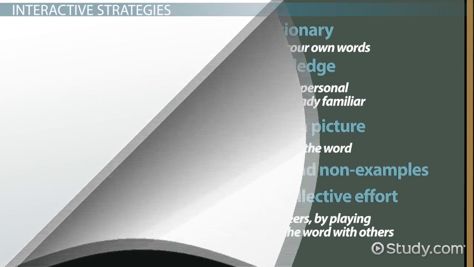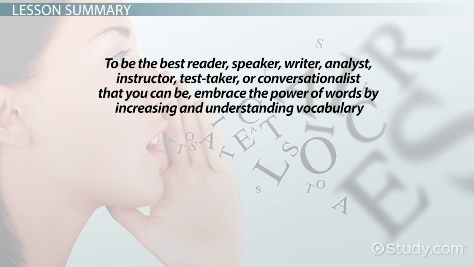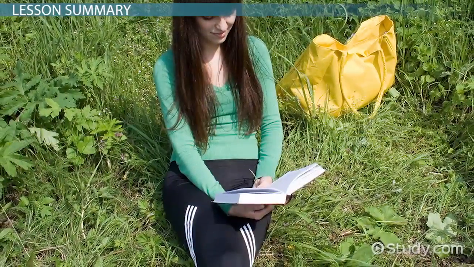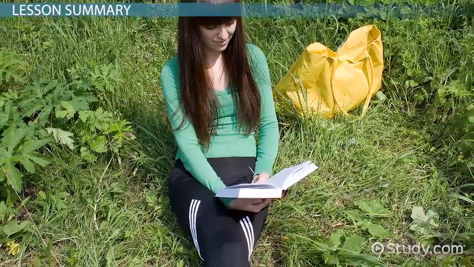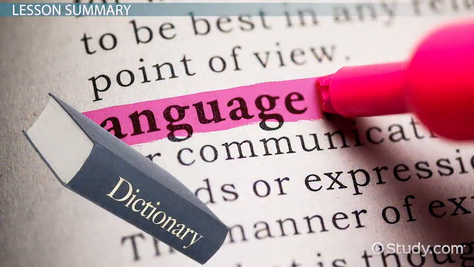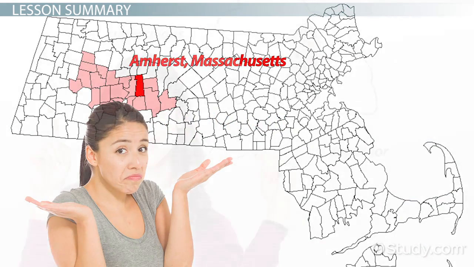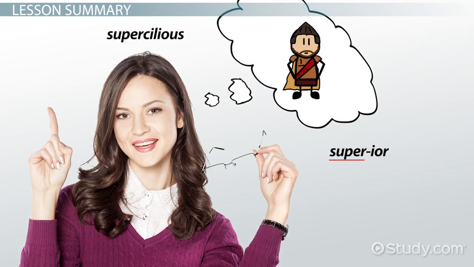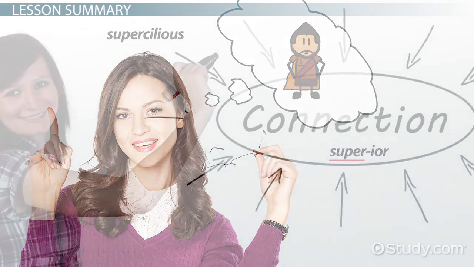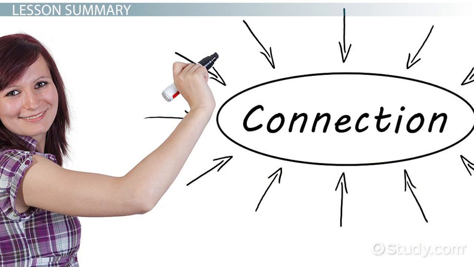To be the best reader, speaker, writer, analyst, instructor, test taker, or conversationalist that you can be, embrace the power of words by increasing and understanding vocabulary. You can do this by making your own relevant connections to a word, which will give that word an appropriate context. Whether it is by rephrasing a definition in your own words, representing it through pictures and examples, relating it to something familiar, using it in social situations, or a combination of methods, you can take charge of your own learning so that you're more likely to remember and use the correct word in just the right context.